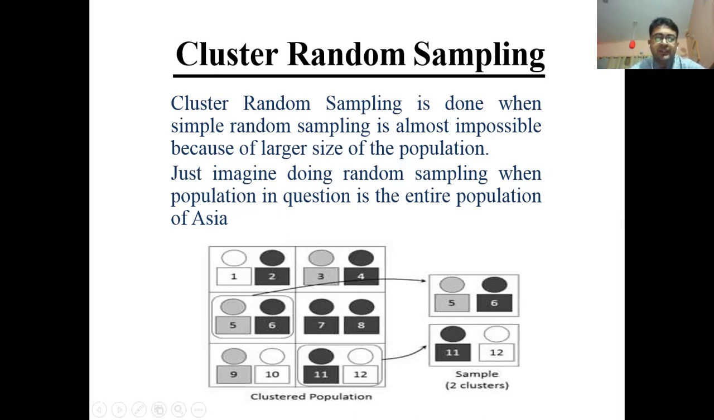Now, here you can see this is one cluster, 1, 2. Here you can see 3, 4 is another cluster, 5, 6 another cluster, 7, 8 another cluster, 9, 10 another cluster, and 11, 12 is another cluster. Now, what happens? The researcher will choose, like here he has chosen this cluster. In cluster sampling, all the members of the population in the cluster will be chosen as a sample. Here there are 2 members, so this cluster will be chosen as a sample, and the 11, 12 cluster will also be chosen as a sample. So we have 2 sample clusters in this example.